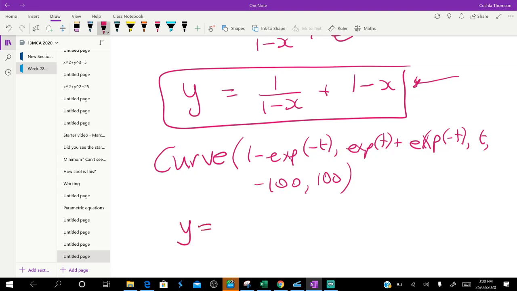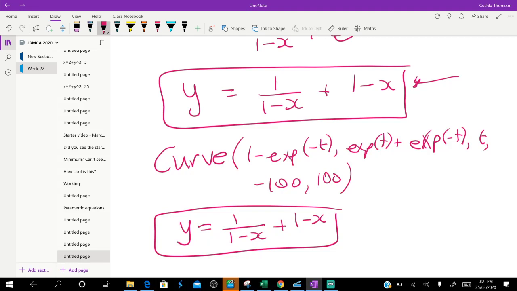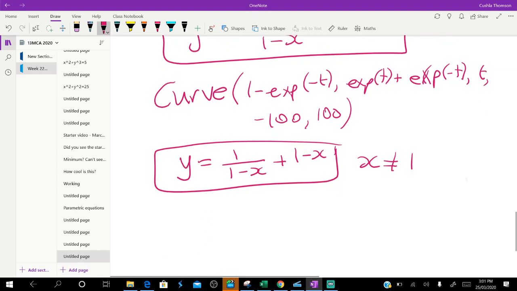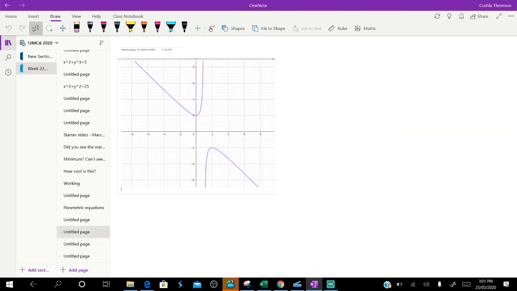So this one is this version, and this one can have negative y values. The only restriction on that curve, as I've written it, is that x can't equal 1. But x can equal anything else. But for the parametric one, it doesn't draw me both branches. So I'll show you what I'm talking about so it makes more sense.